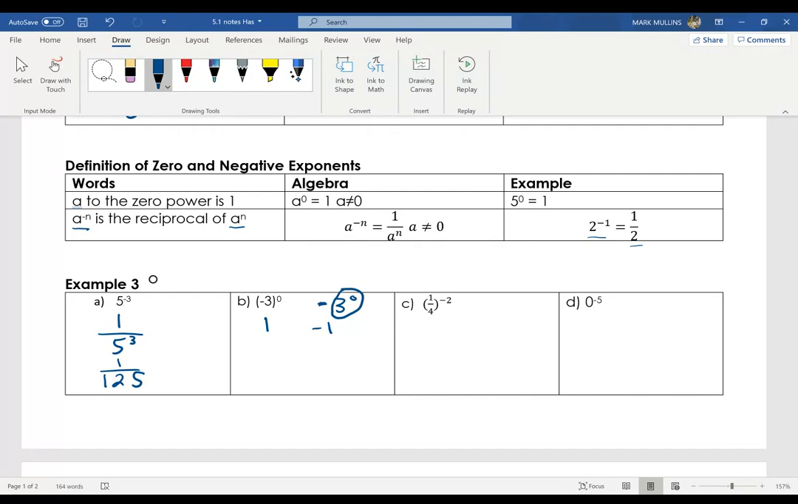On the next one, I have 1/4 to the negative 2 power. So I need to do the reciprocal. So the reciprocal of 1/4 is 4. And when I take the reciprocal, now my exponent is positive. And 4 squared would give me 16. Last one, 0 to the negative 5th power means 1 divided by 0 to the 5th. But when I have 0 in my denominator, it is undefined.